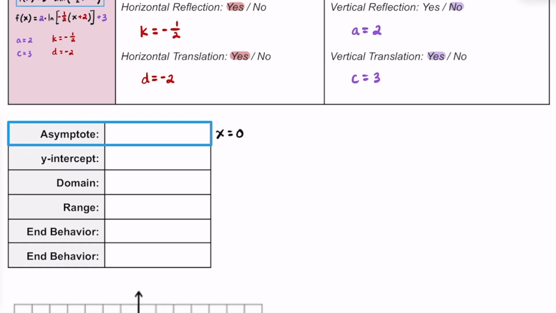Now actually, if we look up here, we saw that there was a horizontal translation that was going to be to the left 2 units. So that actually moves our vertical asymptote to the left 2 units. So our new vertical asymptote is going to be at x equals -2.